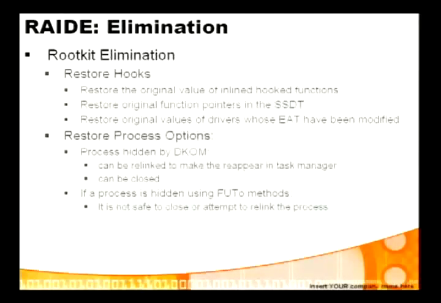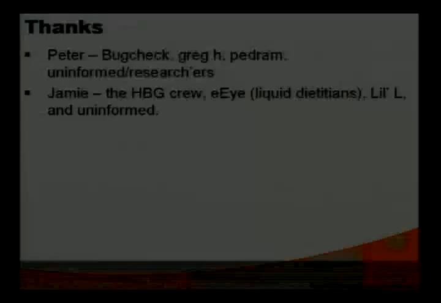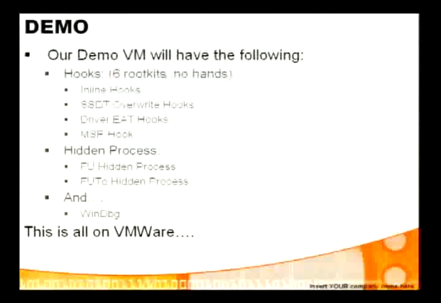So that sort of wraps up the talking portion. And we're now going to do a demo. There's at least 6 rootkits, but there's more than 6 hooks. I think there's about 15 hooks, not including the deep door hooks.